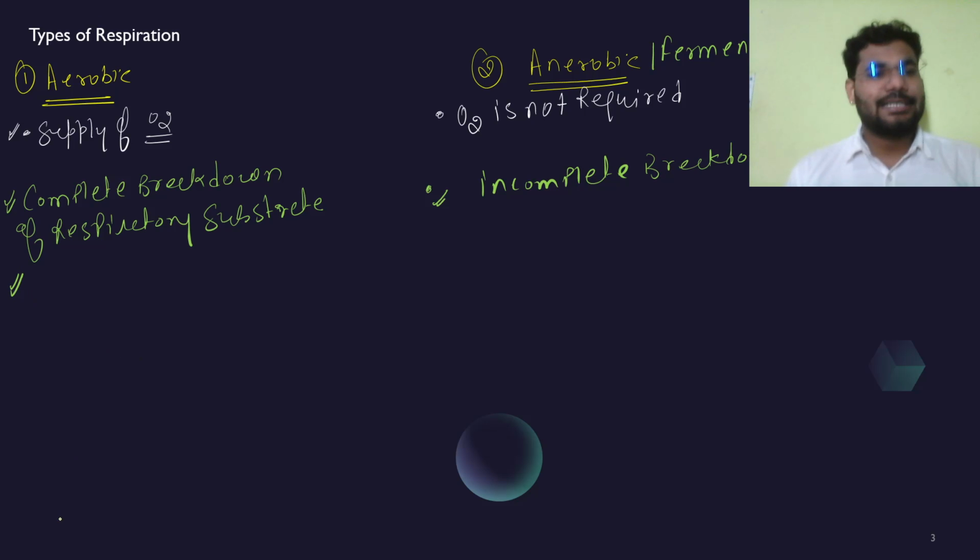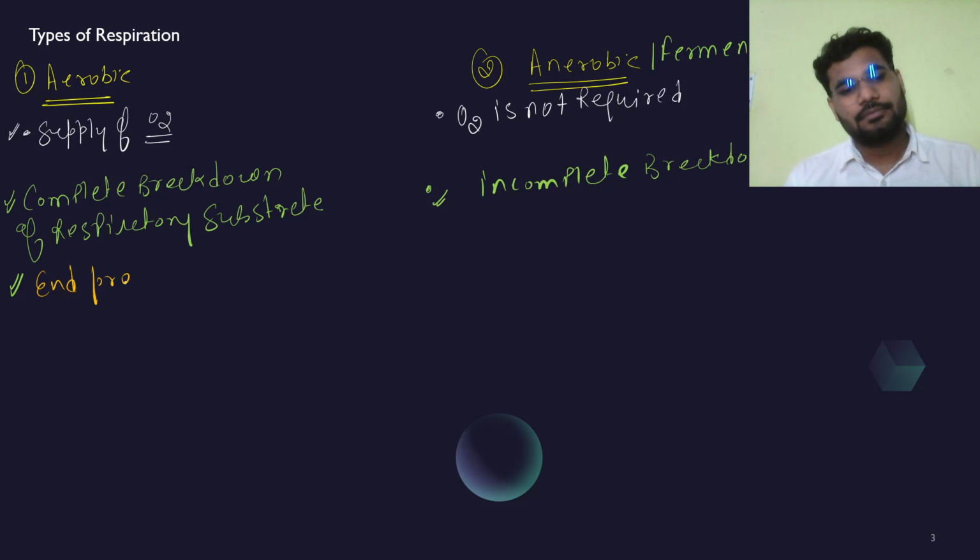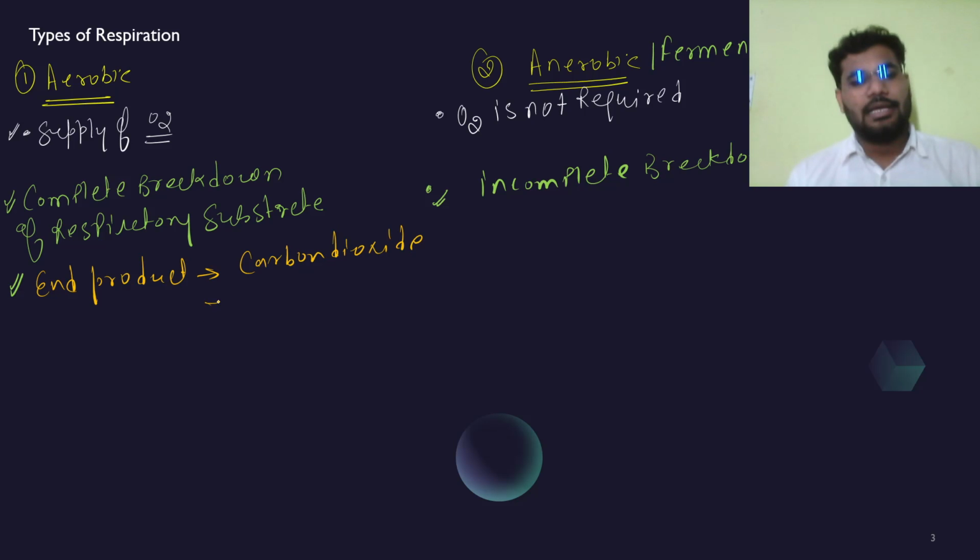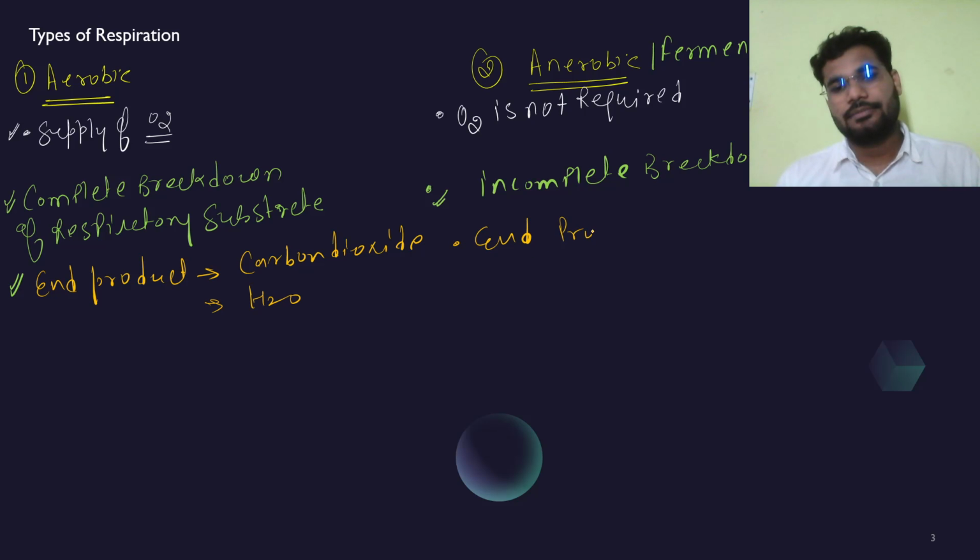The end products formed in aerobic respiration are carbon dioxide along with water. Here in anaerobic respiration, the end product may vary. Basically, it may be lactic acid.